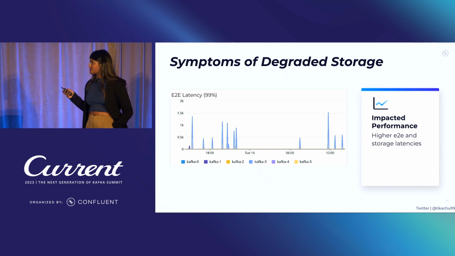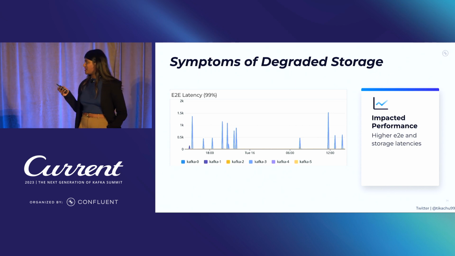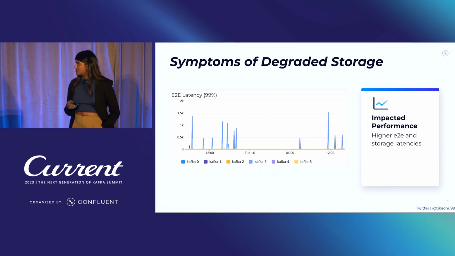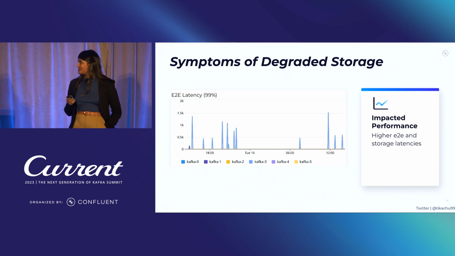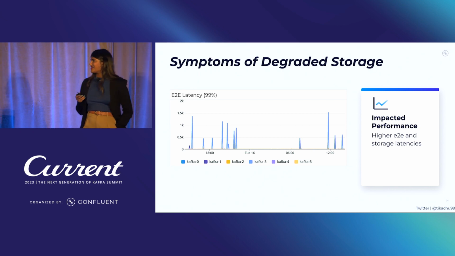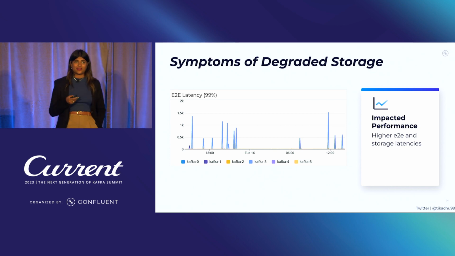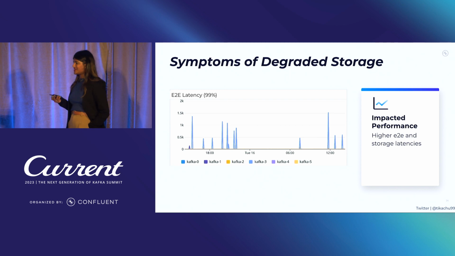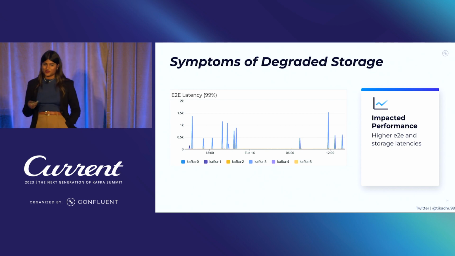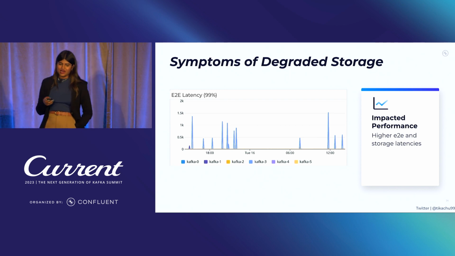Again, this is over a 24-hour period, and the y-axis is milliseconds. As you can see, there's a pretty notable spike at about 1.5 seconds, which is a pretty long time for produce-consume end-to-end to take. Like I said earlier, we expect this to be on the order of tens of milliseconds.